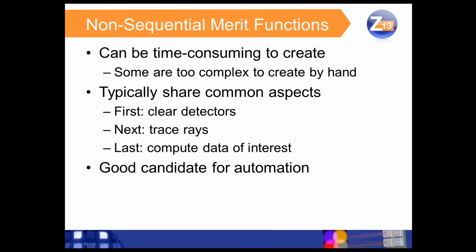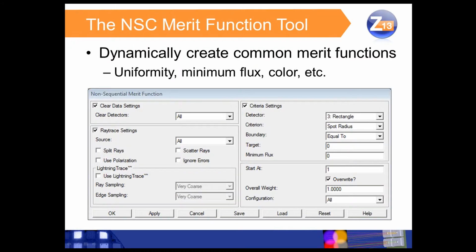Typically, non-sequential Merit functions share some common aspects. Detectors are cleared, rays are traced, and data of interest is computed. Due to these common aspects, creation of non-sequential Merit functions is a good candidate for automation. Indeed, this is the purpose of the Illumination Wizard. The first feature of the Illumination Wizard that we'll look at is the non-sequential Merit function tool.